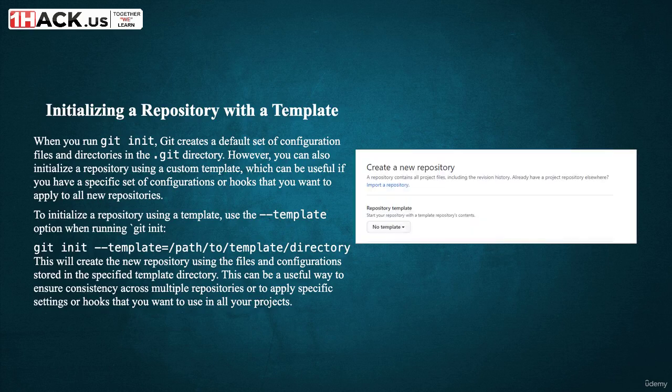Another advanced feature of the git init command is the ability to initialize a repository using a custom template. By default, when you run git init, Git creates a standard set of configuration files and directories in the .git directory. However, you can also initialize a repository using a custom template, which can be useful if you have a specific set of configurations or hooks that you want to apply to all new repositories.